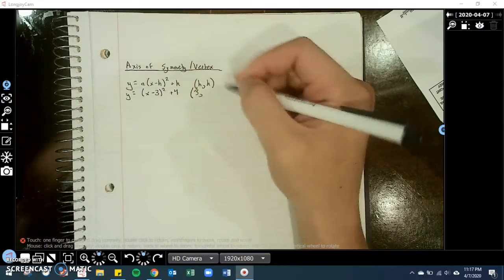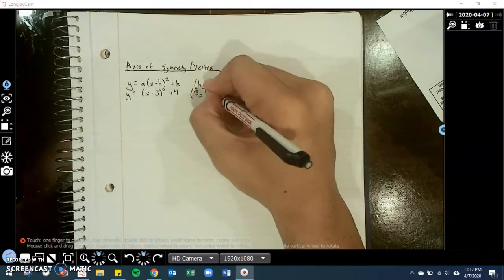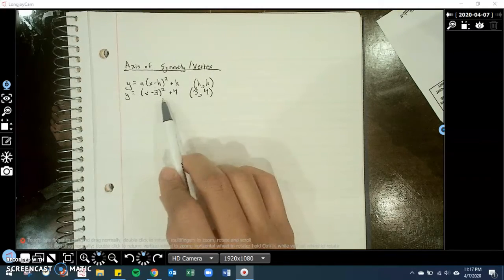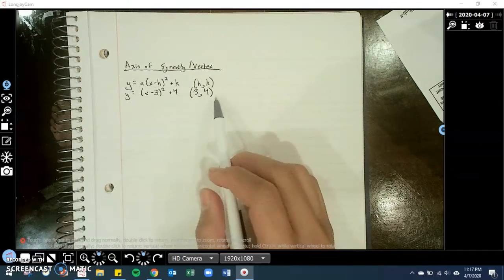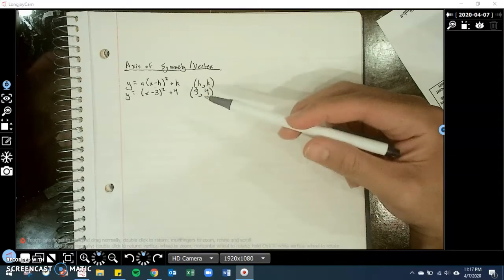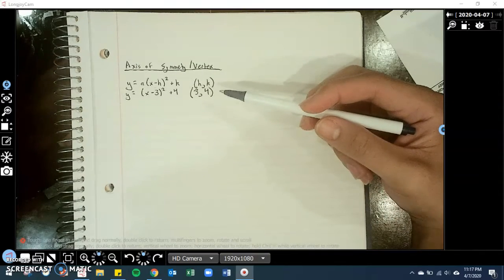And because k is outside the parentheses, we actually don't have to do anything. We can keep that positive. Again, negative changes to positive. This positive is going to stay positive. So our coordinate will be 3, 4. Hopefully that looks familiar to you. That's what we did, I believe, 2 lessons ago.